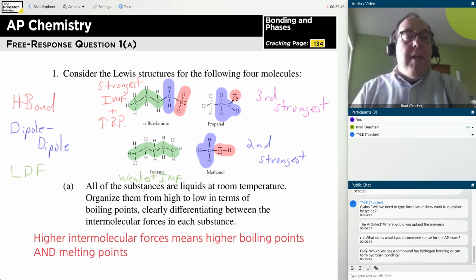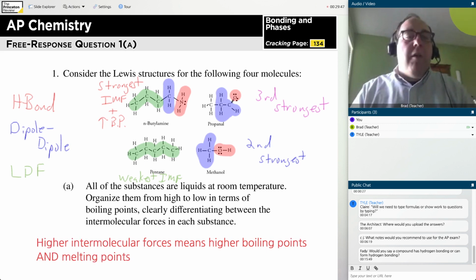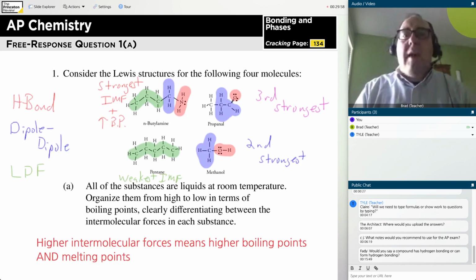So if the AP asks you about either one of those, you approach the answer in the same way. The other free response question for this one, I'm not going to do. I wanted to make sure that we got this one in.